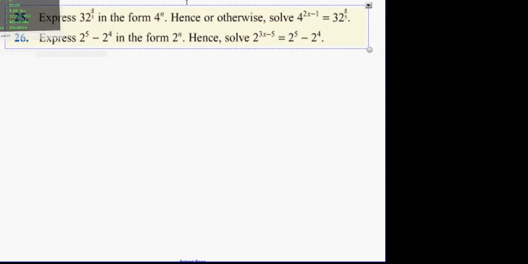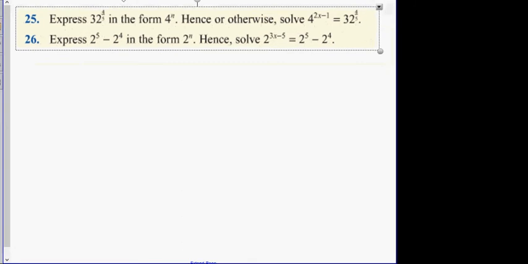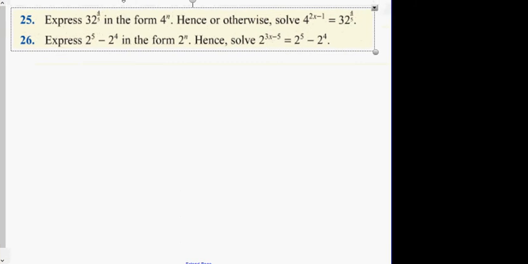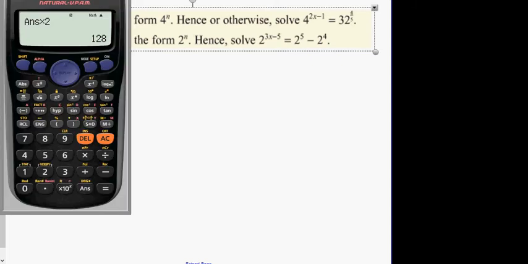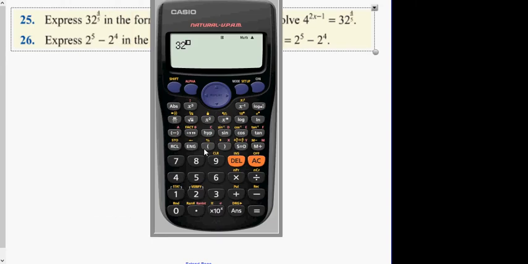Here, guys, we have a question. It says express 32 to the power of 4 over 5 in the form 4 to the power of n. What I could do at the start is chance my arm and see what it is in the calculator. I do it in the calculator, 32 to the power of 4 over 5.